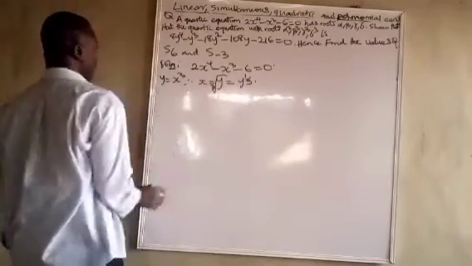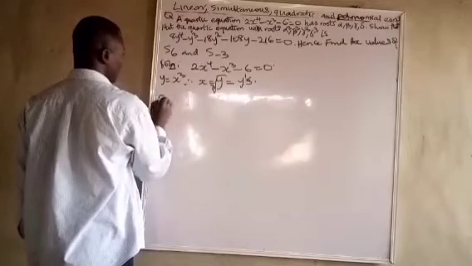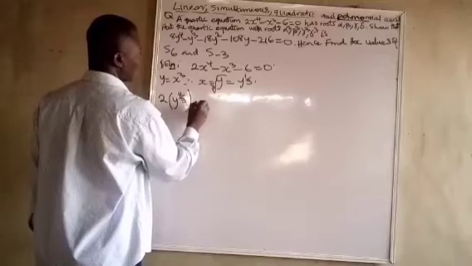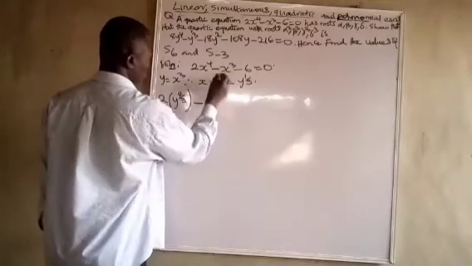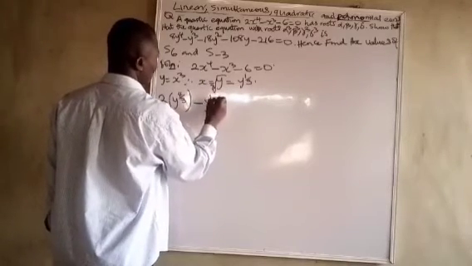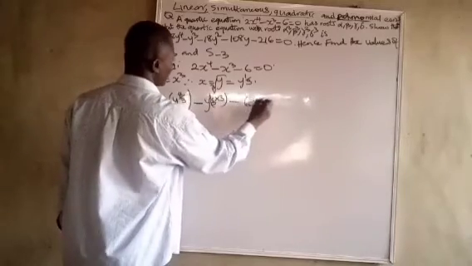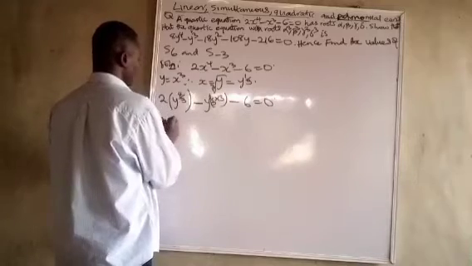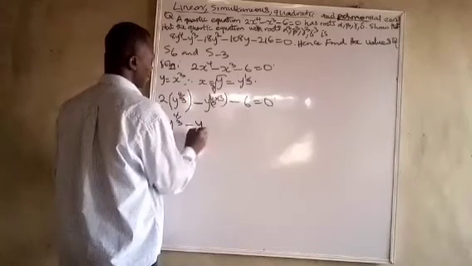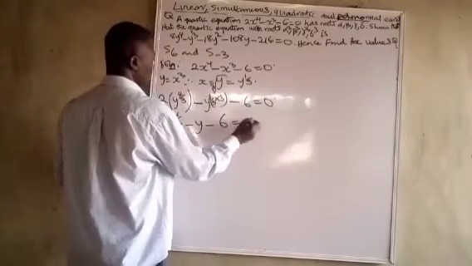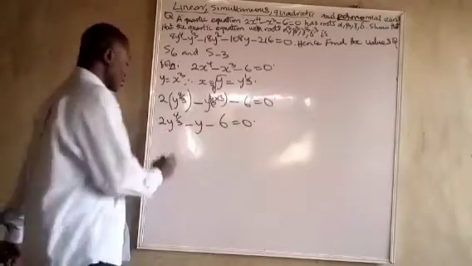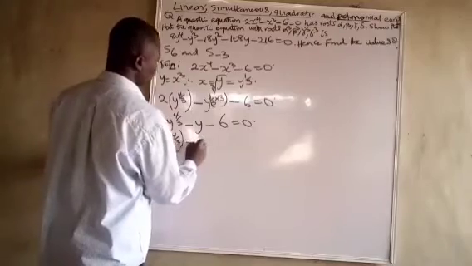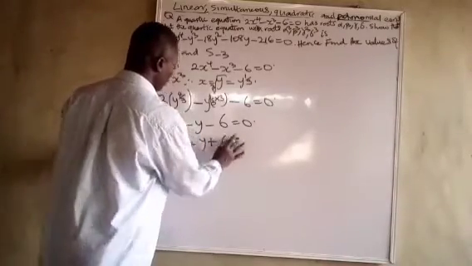So let's substitute this for y here, for x rather. So we have 2 into y raised to the power 4 over 3 minus y raised to the power 1 over 3 times 3 minus 6 equals 0. And what does that give? It gives us 2y raised to the power 4 over 3 minus y minus 6 equals 0. So for ease, let me move this to the other side. So I'm going to have 2 into y raised to the power 4 over 3 is equal to y plus 6.